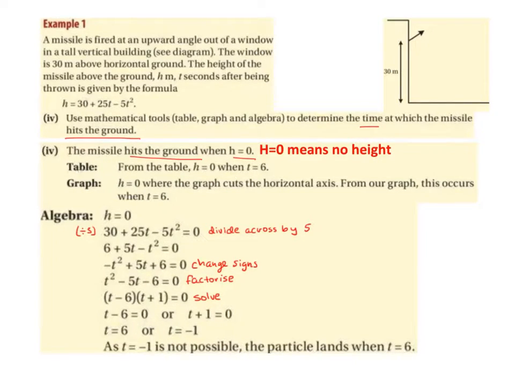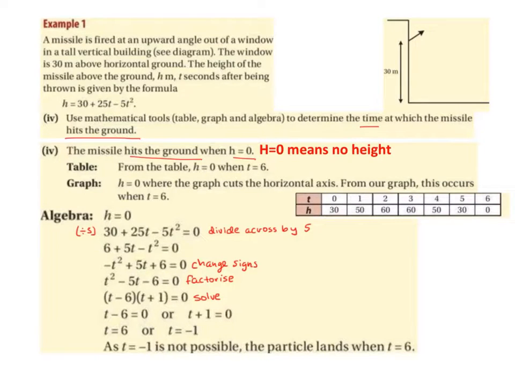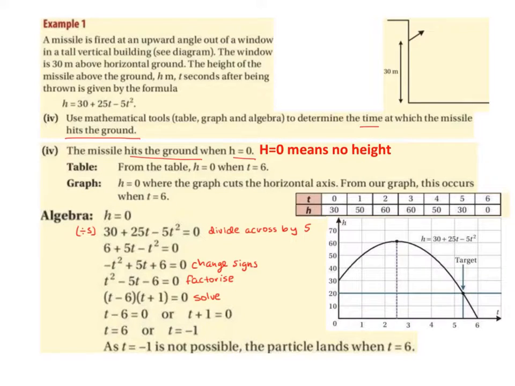So from the table, we can see that h is equal to 0 when t is equal to 6. From the graph, h is equal to 0 where the graph cuts the horizontal axis. So from our graph, this occurs when t is equal to 6. We can clearly see that this is where our graph cuts the horizontal axis. So this occurs at t equals 6.